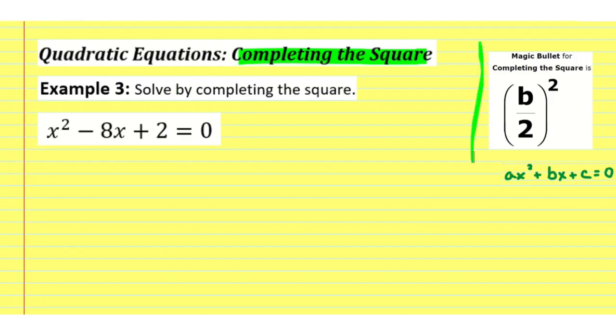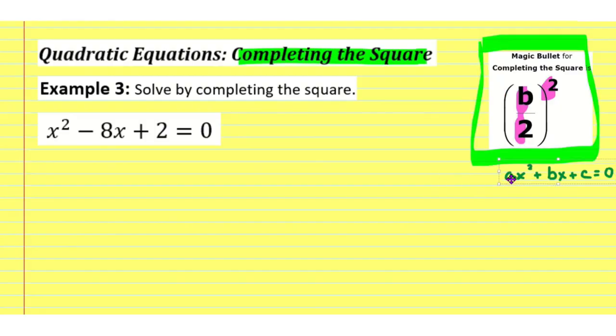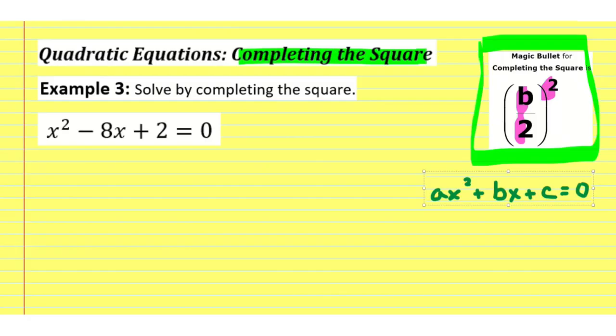Completing the square uses what I refer to as the magic bullet for completing the square. And it is b over 2 squared. Well, where do we come up with our b? Our b comes from the standard form of a quadratic. Normally we have ax squared plus bx plus c. So the b number is whatever number is the coefficient to the x term. So in our quadratic over here, we have x squared minus 8x plus 2. The b is going to be the 8. Technically, it's a negative 8, but it really doesn't make any difference because we are going to square it, and a negative squared will always turn back into a positive.